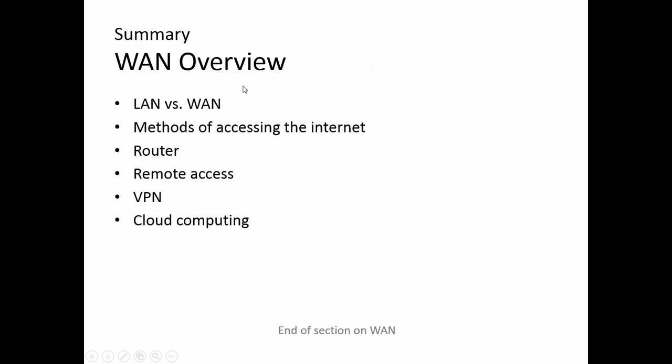In summary, in this section, we looked at the difference between a local area network and a wide area network, and we looked at methods of accessing the internet. We saw the purpose of a router is to connect the local area network to the wide area network. We looked at remote access computing, VPN, virtual private networking, and cloud computing. And this concludes our overview of wide area networking.